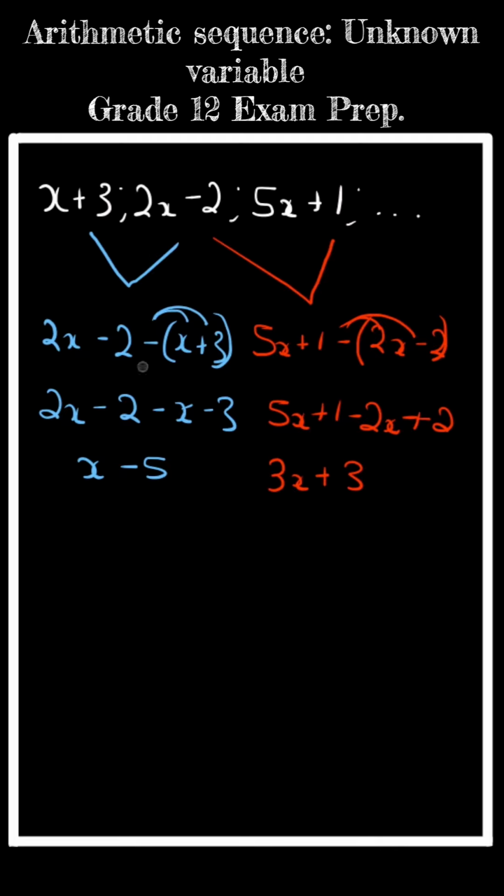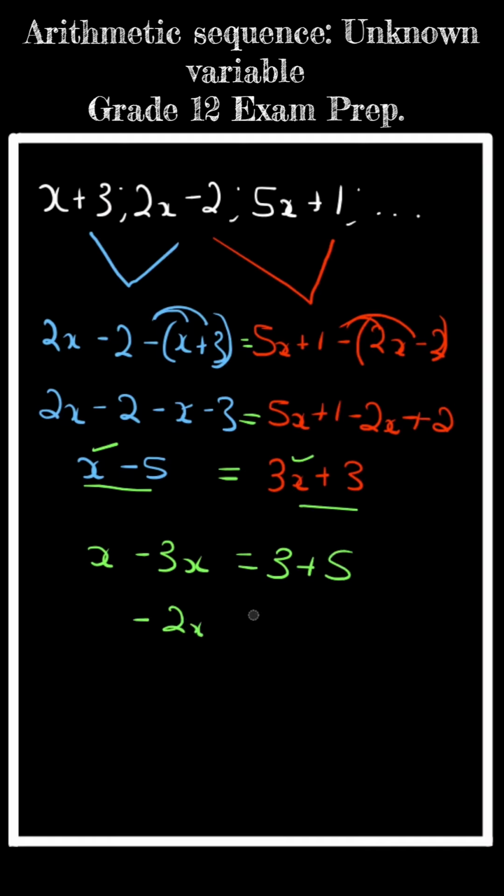And we know a very important property. Remember, we said that the first differences of an arithmetic sequence are equal, which means it's easy to solve for x because this is equal to that, and we can group like terms and solve for the unknown, which is x. So we can take the 3x to the other side of the equation, which will be x minus 3x is equal to 3. We can take the 5 to the other side, which will be plus 5. x minus 3x will give us negative 2x is equal to 3 plus 5, which gives us 8.